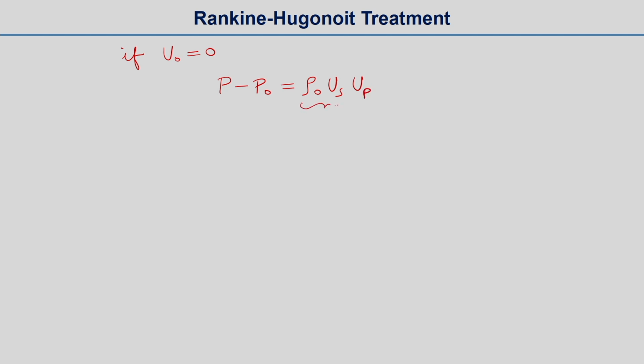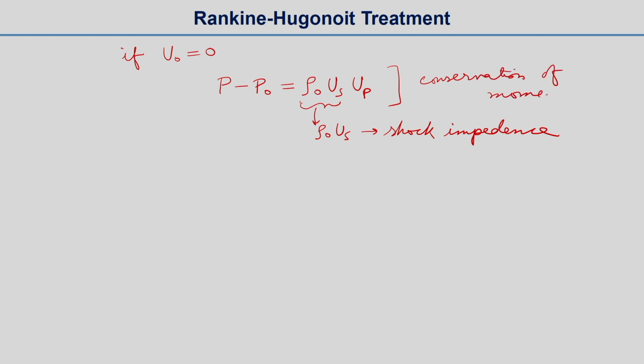So this term, rho naught Us, is known as shock impedance, like we got earlier sonic impedance. And this is the relation of conservation of momentum for u naught equal to 0.